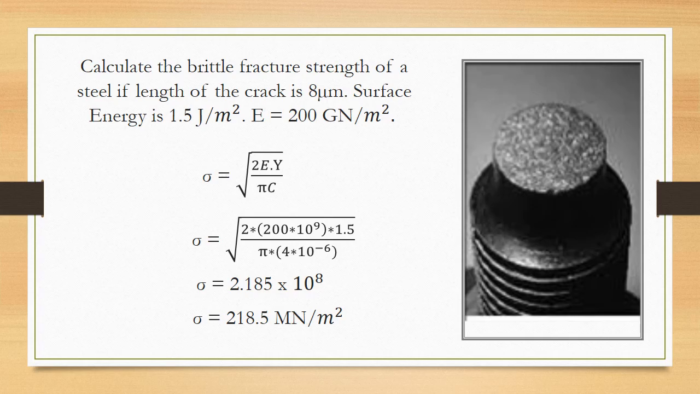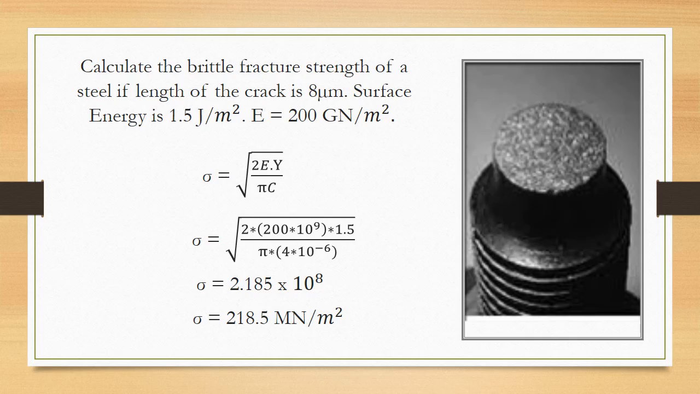They have given the elastic modulus of the specimen and the surface energy. Why surface energy? Here gamma is noted as the surface energy, because in brittle fracture the grain has some stored energy. We call it strain energy.